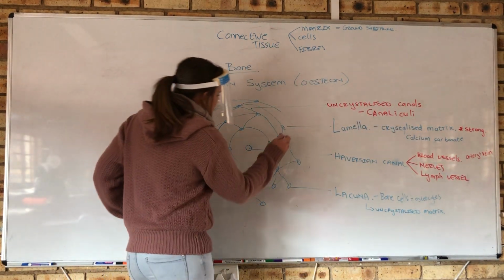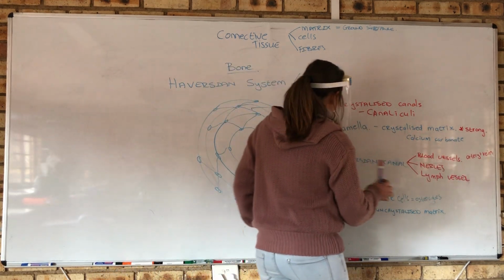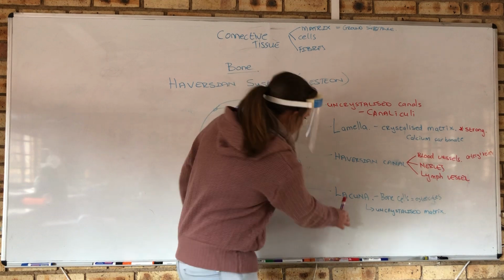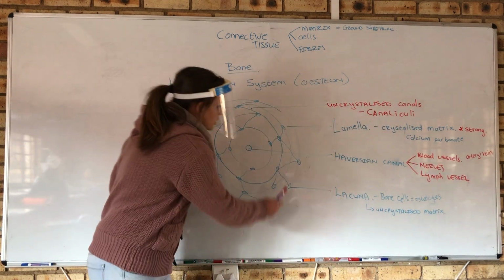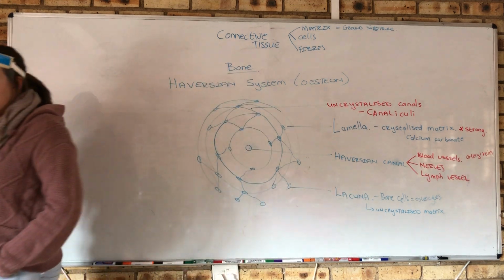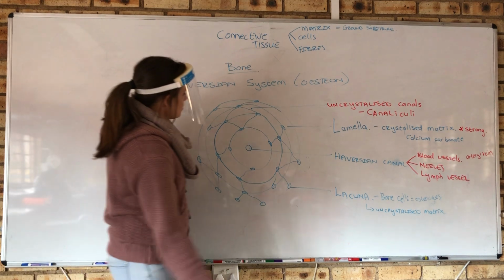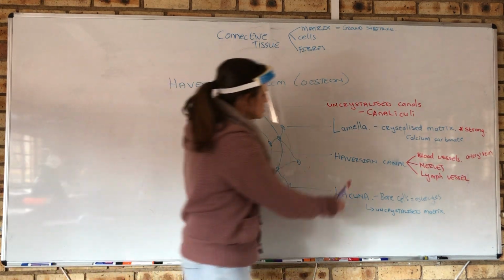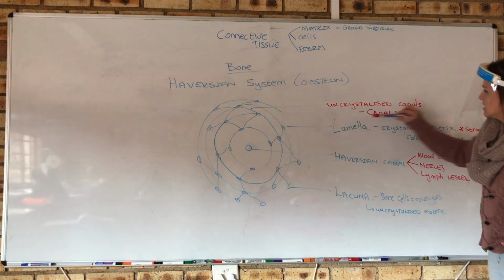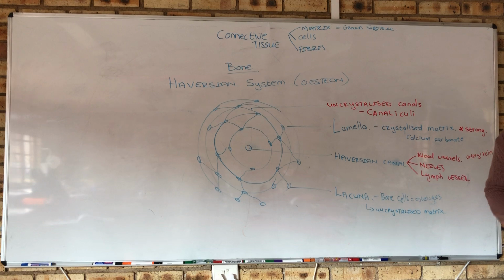And between these crystallized matrix are these pockets of uncrystallized matrix. Oh, where's my pockets of uncrystallized? There. A lacuna, uncrystallized matrix. These little lacuna contain the bone cells called osteocytes. Okay? And then connecting our lacuna together with these little channels of uncrystallized matrix are these things called canaliculi.